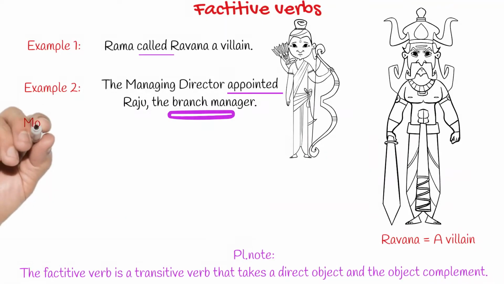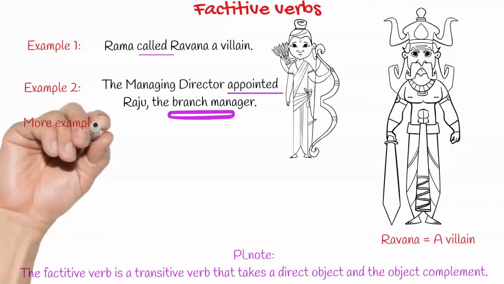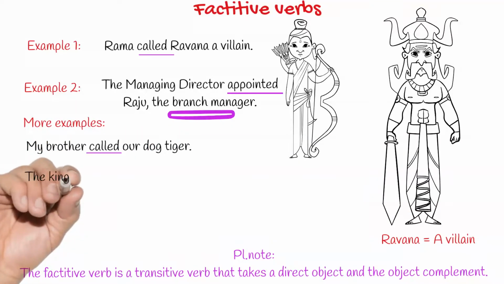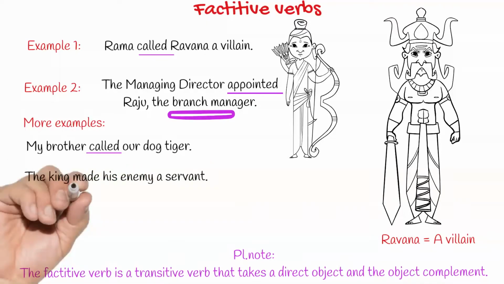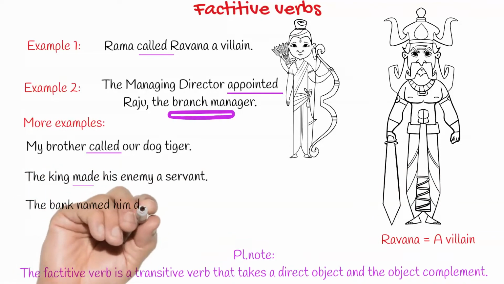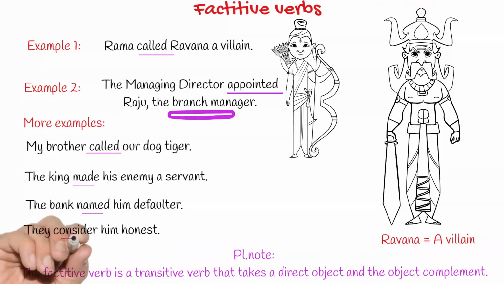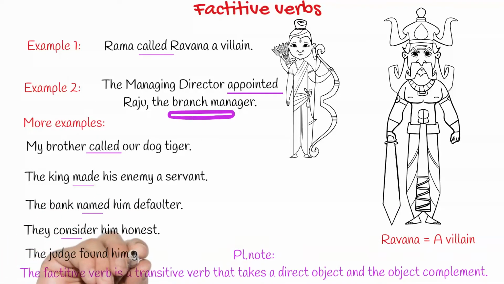A few examples of factitive verbs. My brother called our dog Tiger. The king made his enemy a servant. The bank named him defaulter. They considered him honest. The judge found him guilty.